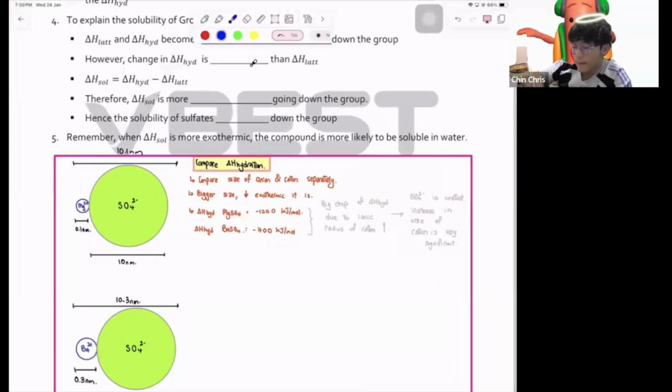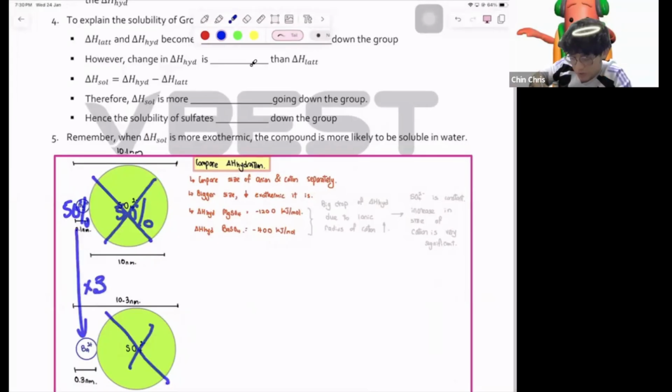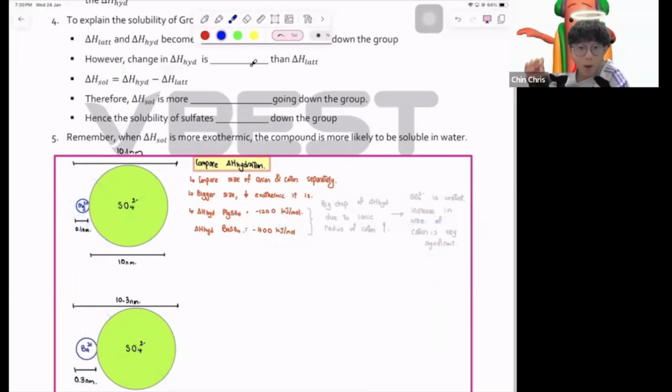Just imagine, at first you build it as 50% and 50%. So you see, 50% is not changing. The other 50% is three times the size. So the change is very significant, which is why you get a big drop here.